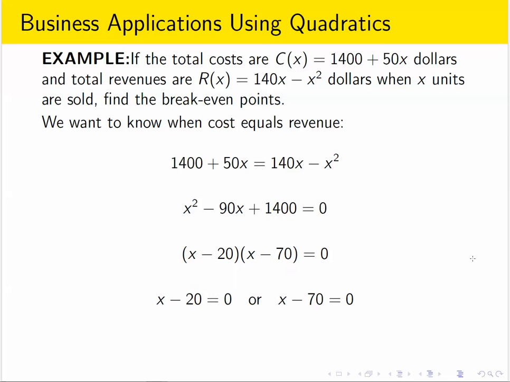Either way, we end up with the values 20 and 70. So what does that mean? If I plug either one of these x values in to these two functions, their outputs are the same. So if I produce and sell 20 units, I'll break even. If I produce and sell 70 units, I'll break even.